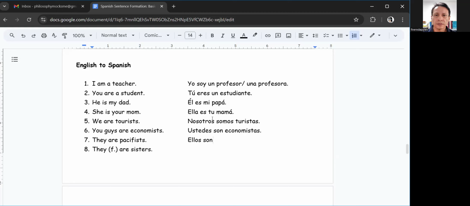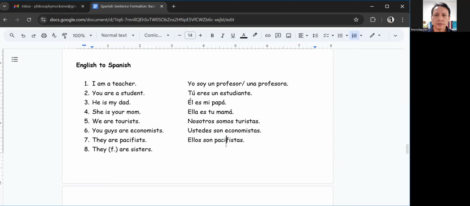Ellos son, remember the ustedes and the ellos. The ustedes and the ellos are going to have the same verb. Ustedes, ellos son pacifistas. Pacifistas. By the way, in Spanish, the C and the I makes a S, like a S sound.